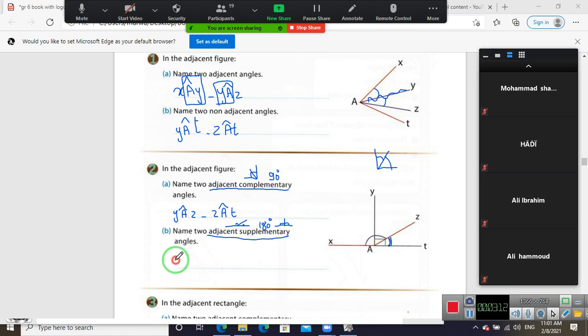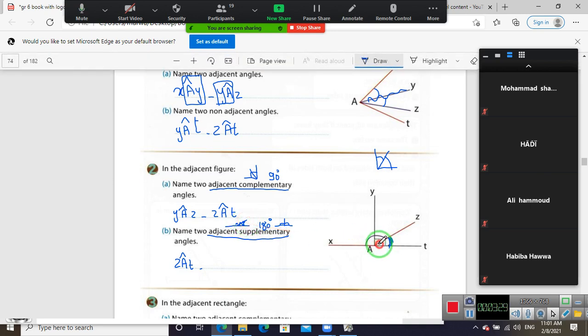Now for adjacent supplementary, yes Yarama, can you tell me two adjacent supplementary angles from this figure? Yes, ZAT with who? No, you should have a common side. Pay attention. What is the common side? It's between them, like this. And this, ZAS and ZAX. Very good.